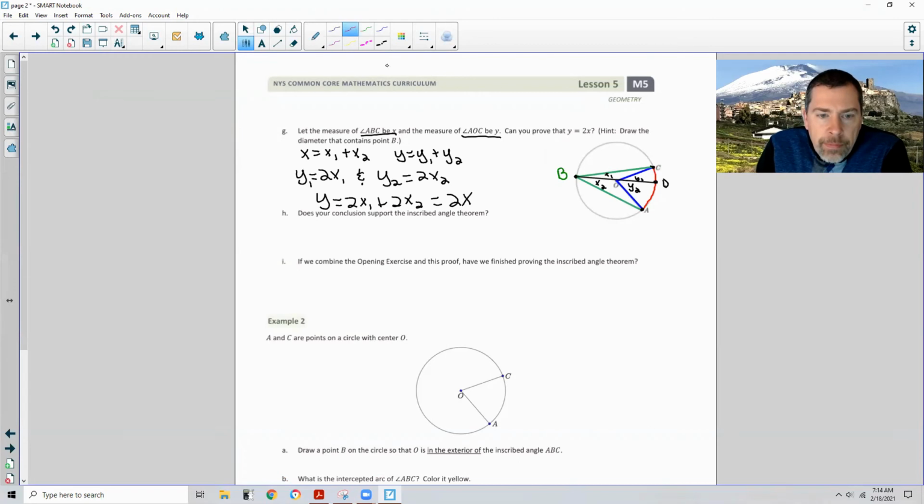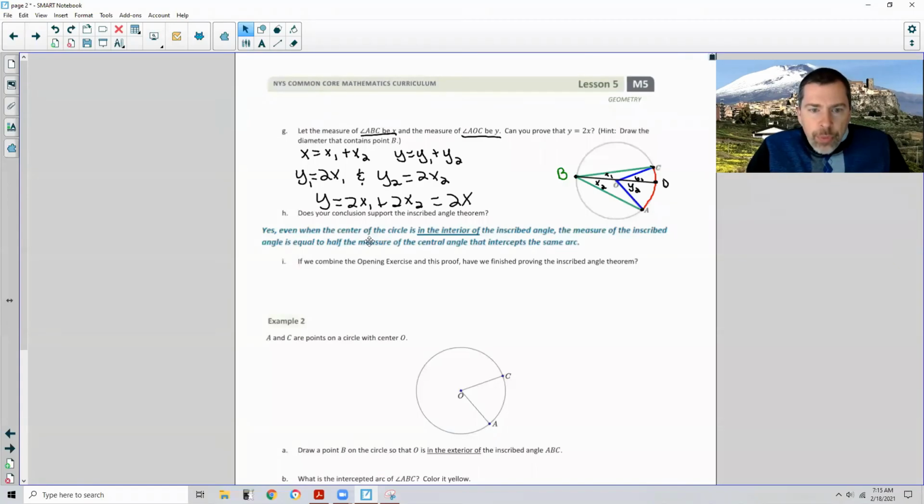All right, so does your conclusion support the inscribed angle theorem? And the answer is yes. Even when the center of the circle is in the interior of the inscribed angle, in angle ABC, the measure of the inscribed angle is equal to half the measure of the central angle that intersects the same arc. It asks, if we combine the opening exercise and this proof, have we finished proving the inscribed angle theorem?